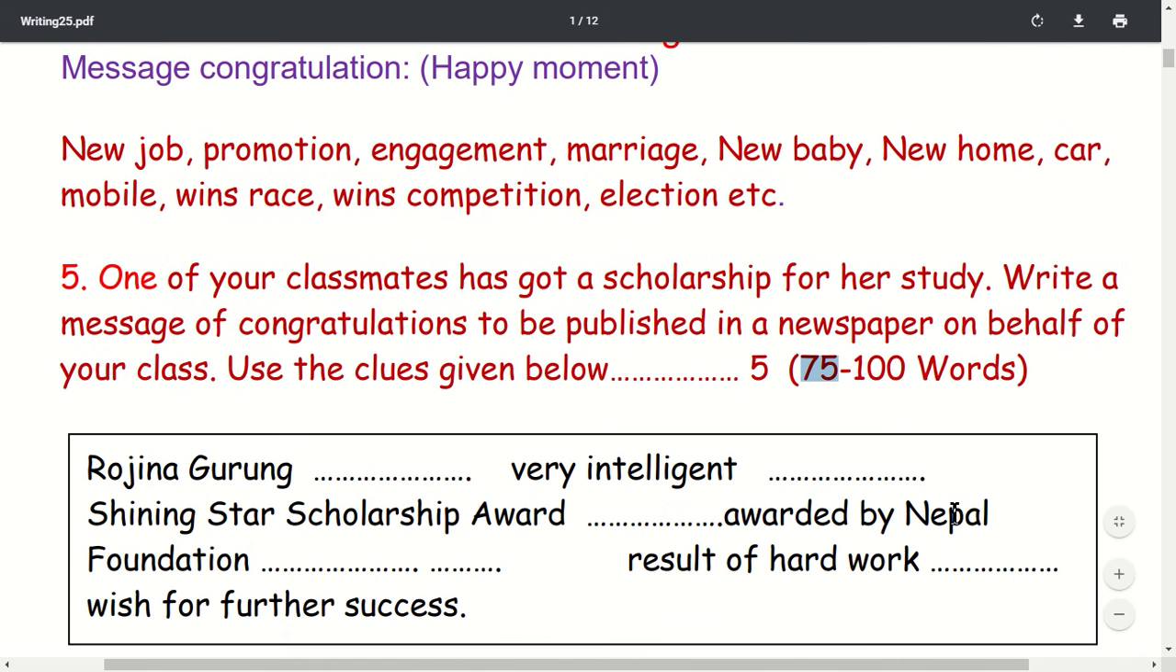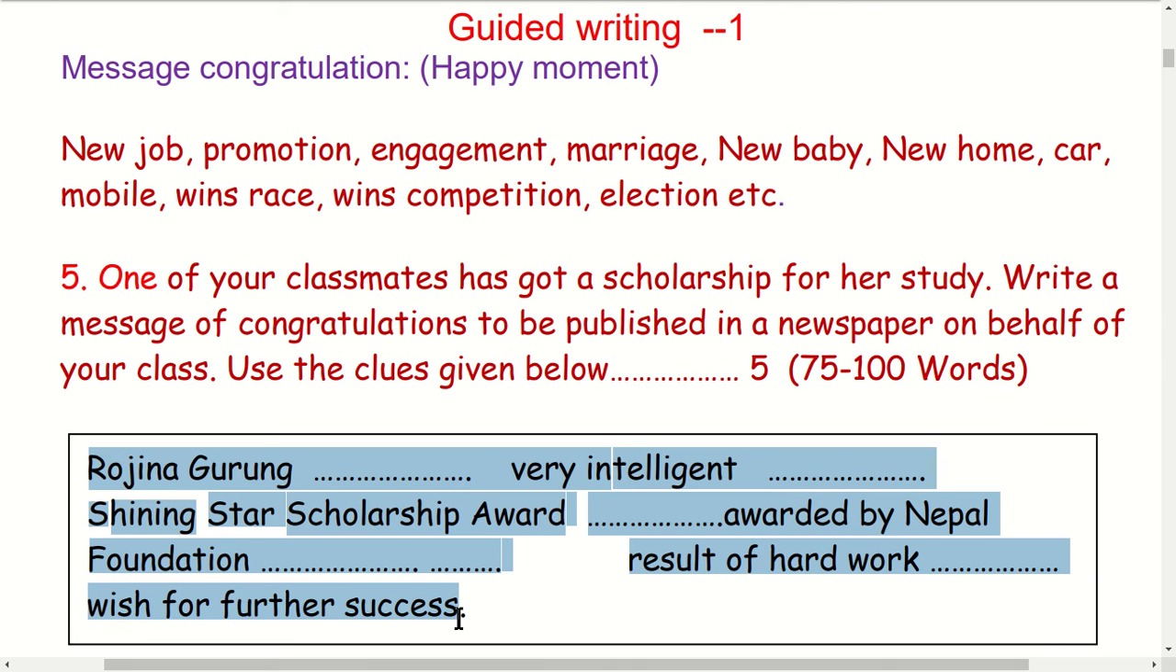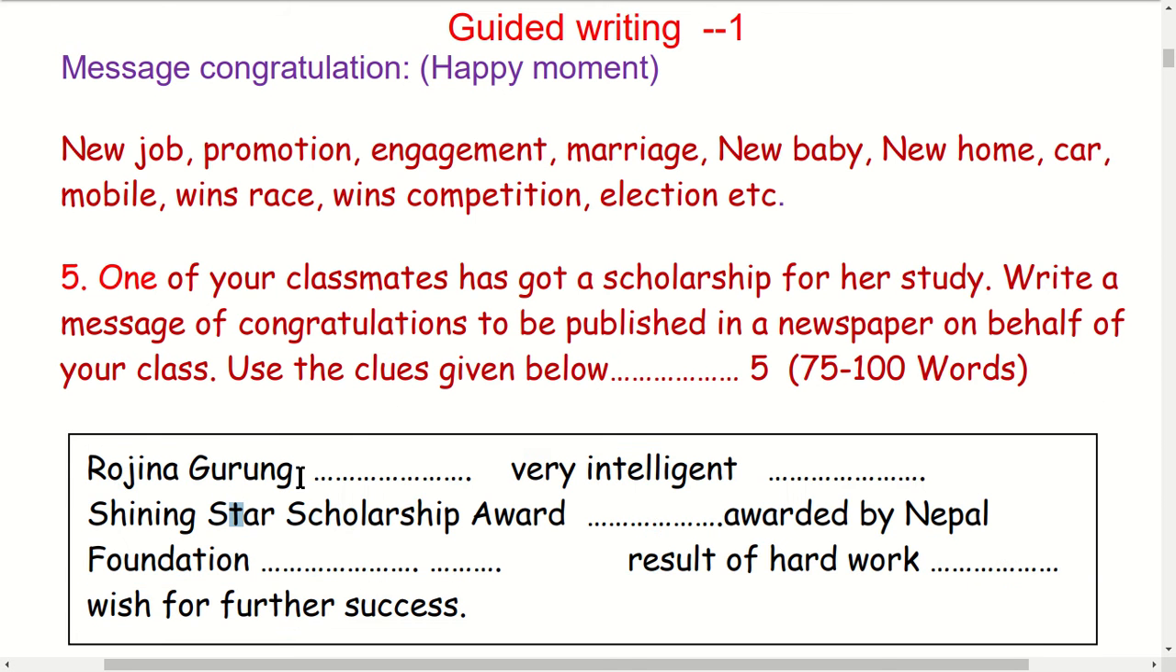Let's say this is the outline. She has got a scholarship. Just read this; use the clues. These are the clues, the guideline, the outline. Who is the scholarship winner? Mrs. Rosina Gurung got the scholarship. She was very intelligent. What kind of scholarship? The Shining Star Scholarship Award.